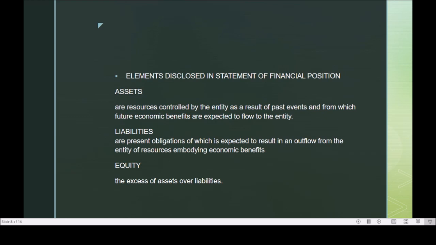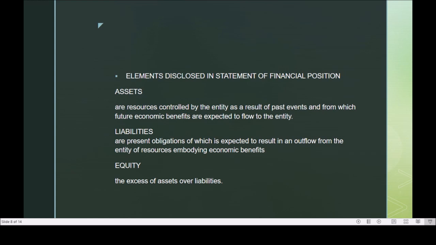Ano naman po yung liabilities? Liabilities are present obligations, which are expected to result in an outflow from the entity of resources embodying economic benefits. Ibig sabihin po ng liabilities, these are present obligations, mga utang nyo po, which resulted from a past event. Nagkautang ka dahil merong transaction kahapon. Okay? Hindi mo lang binayaran. And then later on, there will be an outflow of resources dahil babayaran nyo po yun. Posible in cash, posible in kind. So that is a liability.